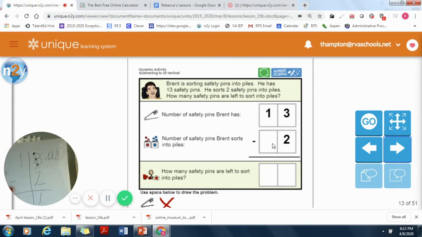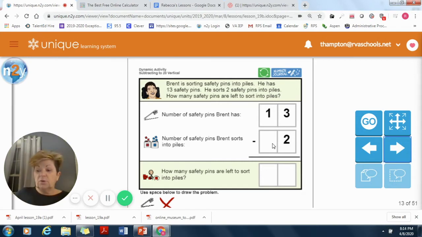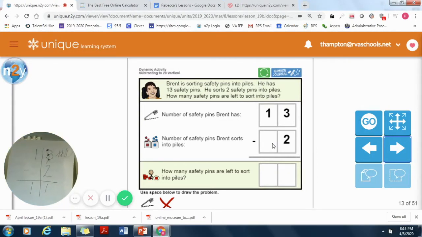Now, if we have 1 tens, right? But we don't have anything at all that's below it. So if we have 1 pair of tennis shoes, we don't give any tennis shoes away. How many pairs of tennis shoes do we still have? We have 1 pair of tennis shoes. Very good. So what is our answer? 13 minus 2 equals 11.